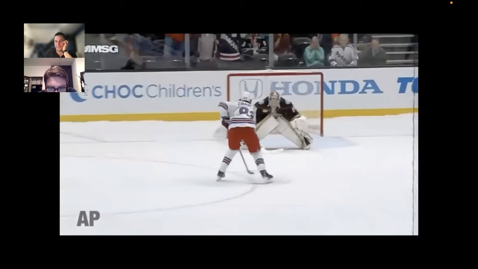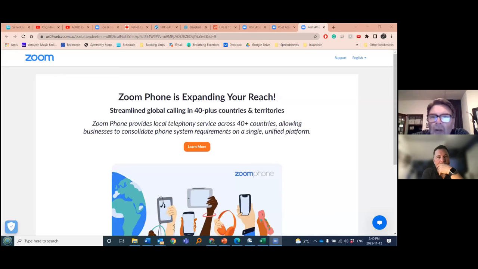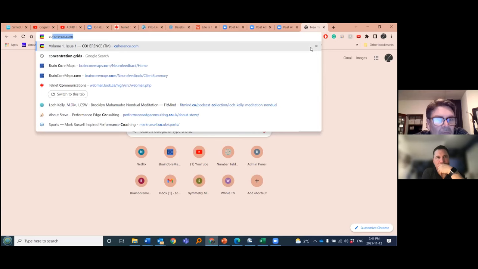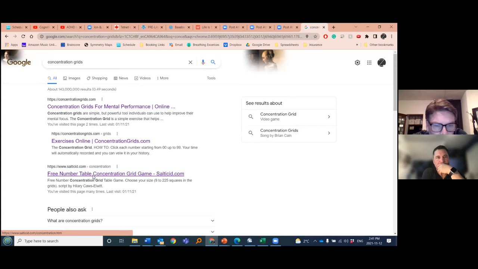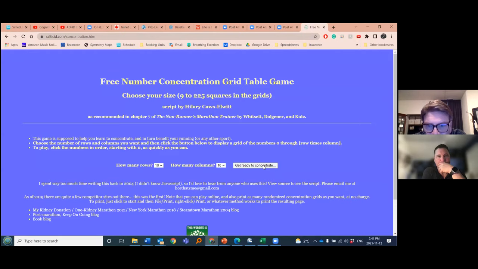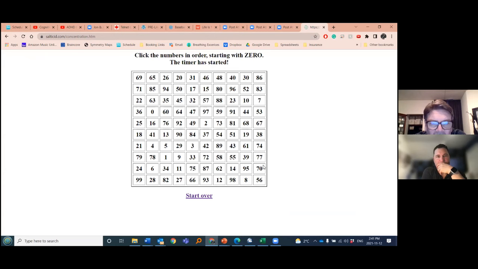Okay, so let me share my screen. One of the things, if you go to Google and type in the words concentration grids, there's one that's called free number table concentration grid. I'll show you the wrong way and the right way, and this is something the kids can do for free. If they hit this button, you're going to see a bunch of numbers come up. The goal of this is to find the numbers sequentially as fast as you can.